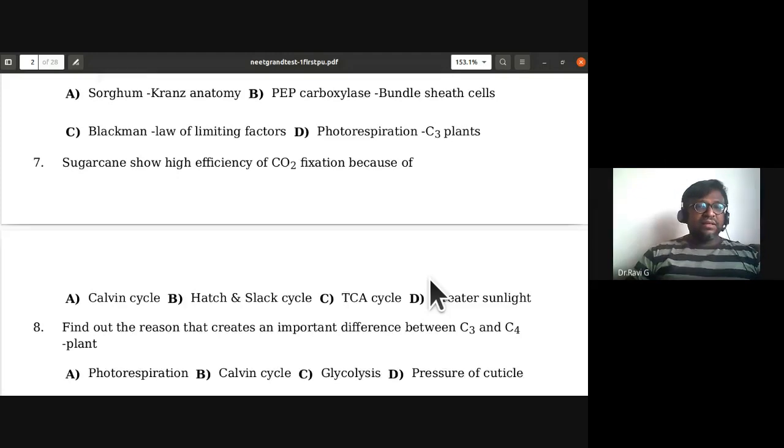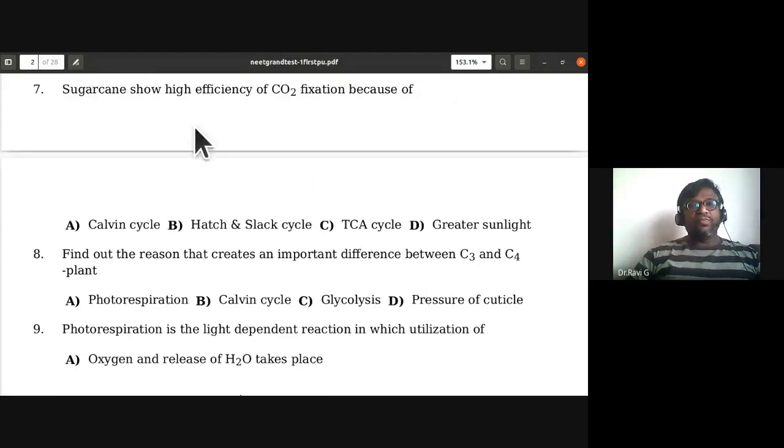Next one is the seventh one. Sugarcane shows high efficiency of carbon dioxide fixation because of what? Sugarcane is also a C4 plant, so you should remember the Hatch and Slack pathway.